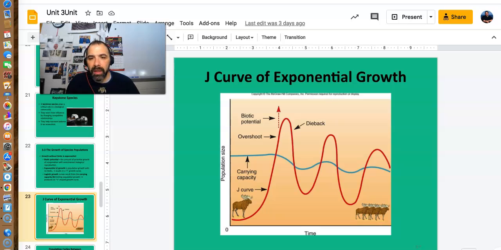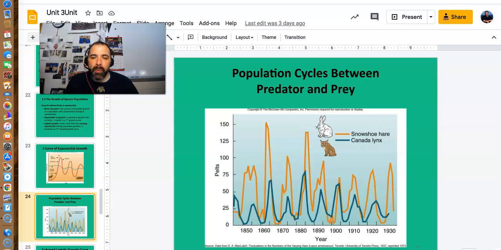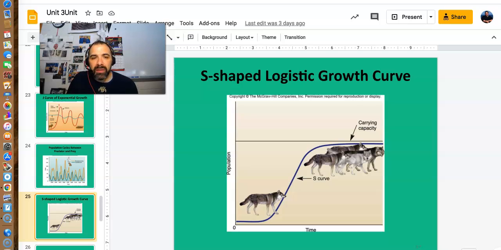So there's a J curve right there in red, and there's a thing called overshoot, where if an organism gets beyond carrying capacity, you have overshoot and you have dieback. For whatever reason, there's not enough resources in the environment to support them. Population cycles between predator and prey often will resemble different types of graphs. Here we have snowshoe hare and a lynx. As you can see, as the snowshoe hare increases, the lynx increases. But then if you get too many lynx, they eat too many of the hare and they drop. We'll look more at these population cycles later on.